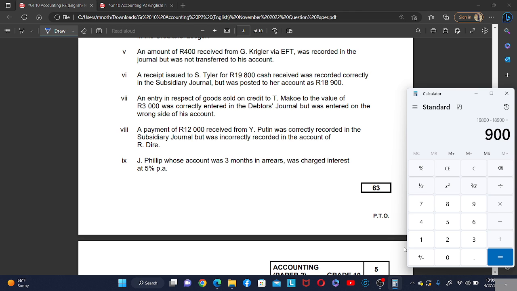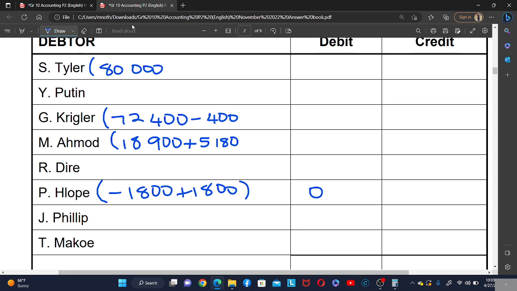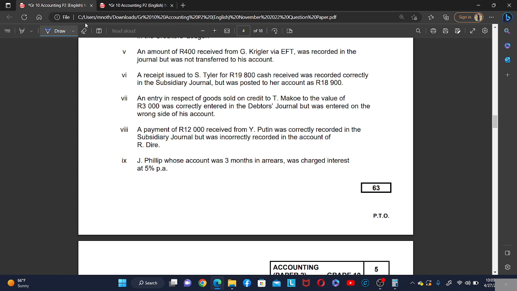So now we must come to this account to decrease it by 900. The reason we are decreasing it by 900 is because it was decreased by a small amount. It was supposed to be decreased by 19,800. So we made an error, right? So we still need to decrease it by 900. Remember, we still need to decrease it by 900 because it was decreased by a lesser money.